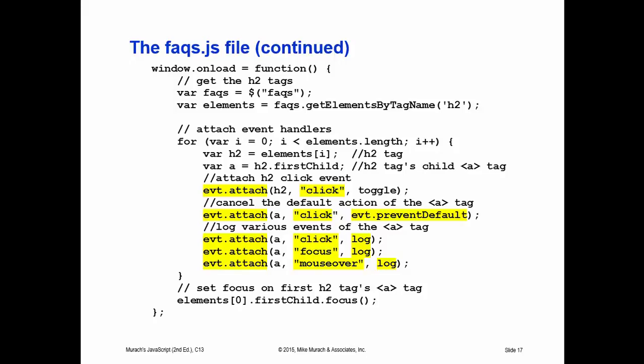First, for each H2 tag, it stores a reference to both the H2 tag and the child's anchor tag. Then it uses the attach method of the EVT object to attach several events. It attaches the toggle event to the H2. So again, you click it, you turn it on. You click it again, you turn it off, type of an idea.